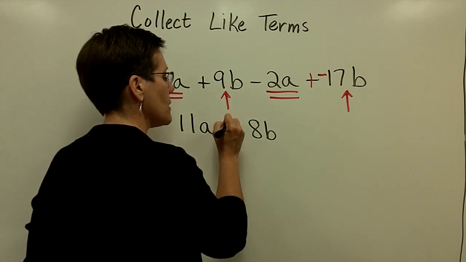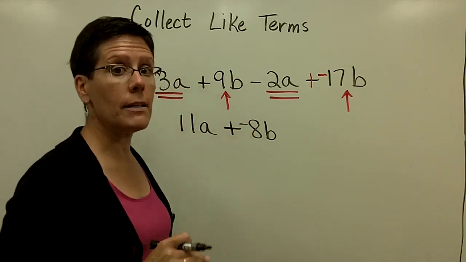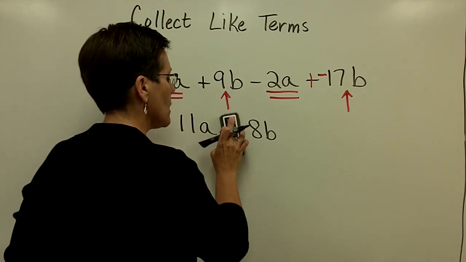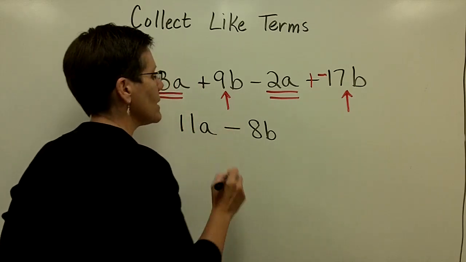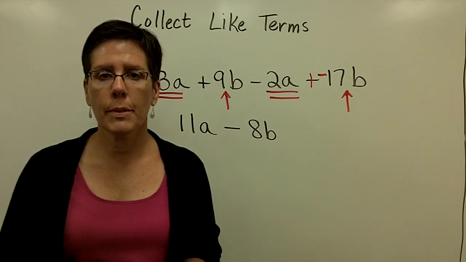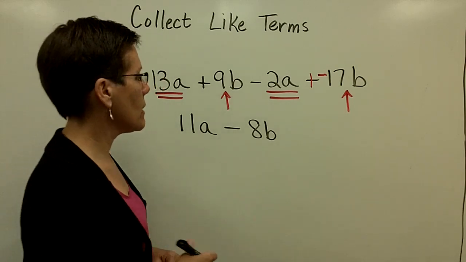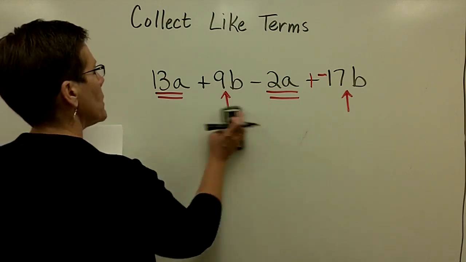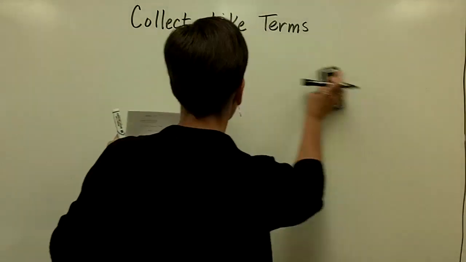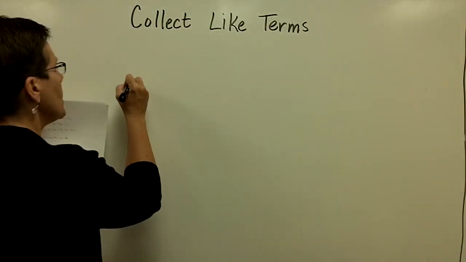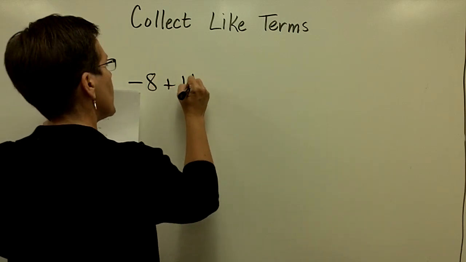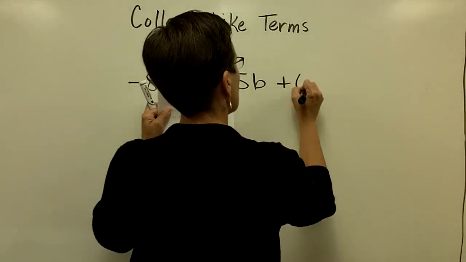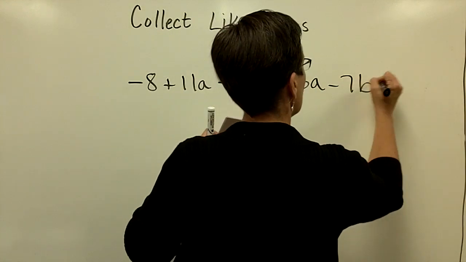Many people want to write that as plus a negative. That's fine. The more common answer for this is to just write the minus 8b instead of that plus a negative 8b. Let's do another one with maybe 6 terms and maybe a quick fraction. So a negative 8 plus 11a minus 5b plus 6a minus 7b plus 7.